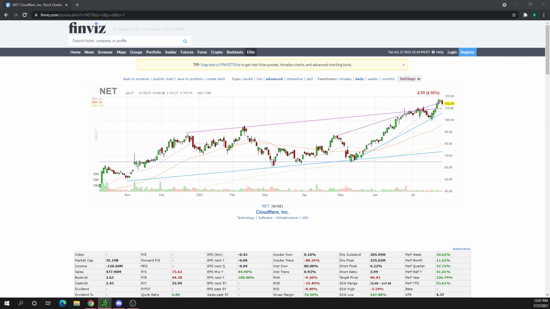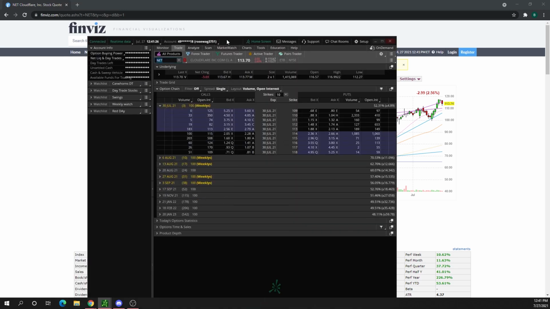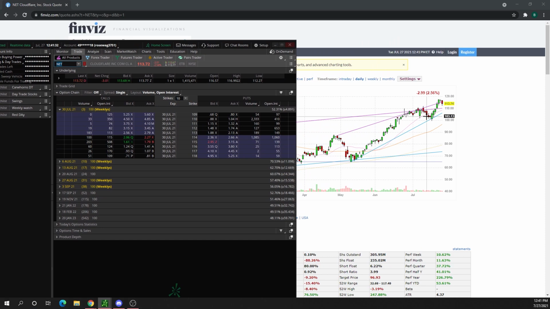It met all of our criteria. So now let's go on over to the NET option chain and let's look. The same thing was going on with NET last week. When it broke out, there was tons of volume going into these contracts. You can see that this 115 call only has a $15 spread, which isn't terrible whatsoever.